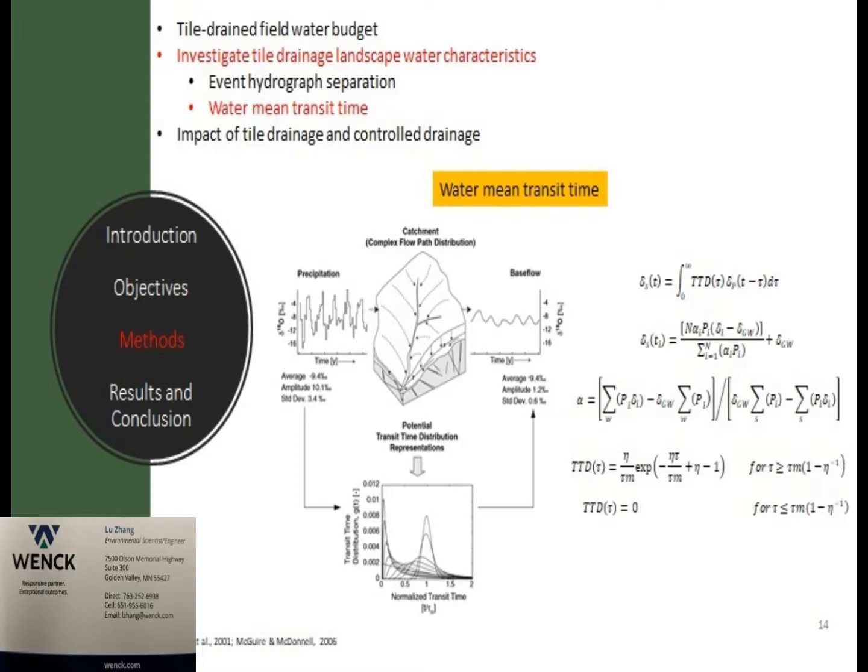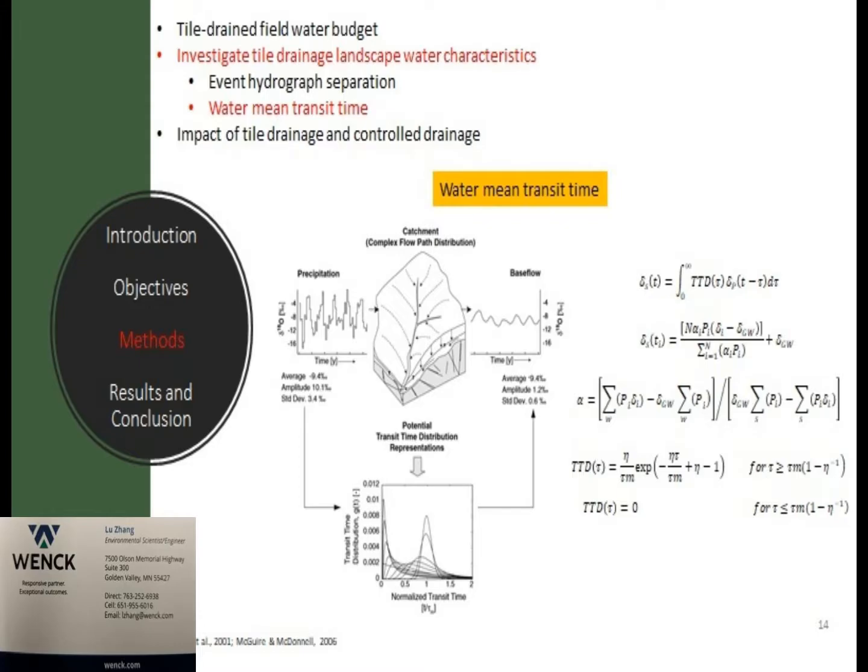So the second part in the method for isotope analyses is to calculate water mean transit time. You can ignore all the equations on that side. If you're interested, I can explain, but that's for the lump parameter analyses. What's most important is this graph.